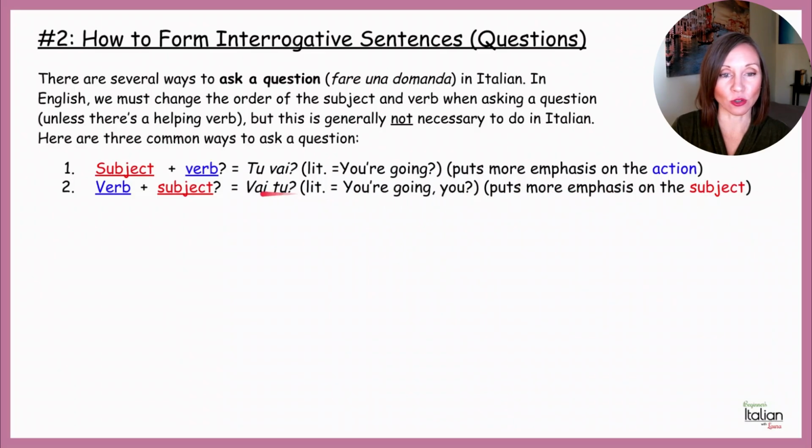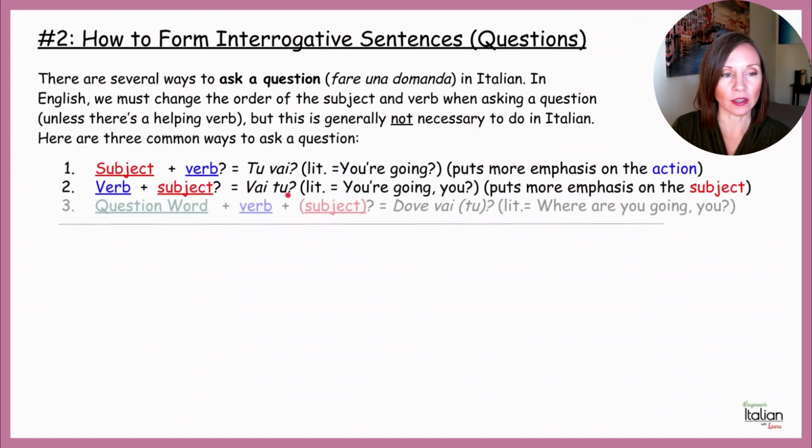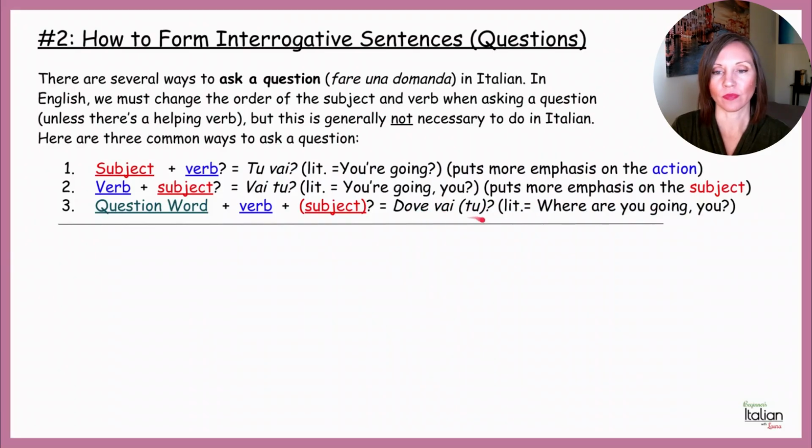Okay, so vai tu. Or we can ask a question by using a question word plus our verb and subject. Okay, so for example, dove vai? Dove vai tu? Literally, where are you going, you? Okay, so you don't need the tu on the end unless you're putting more emphasis on it. You can say dove vai, or you can say dove vai tu, just if you want to emphasize where are you going.